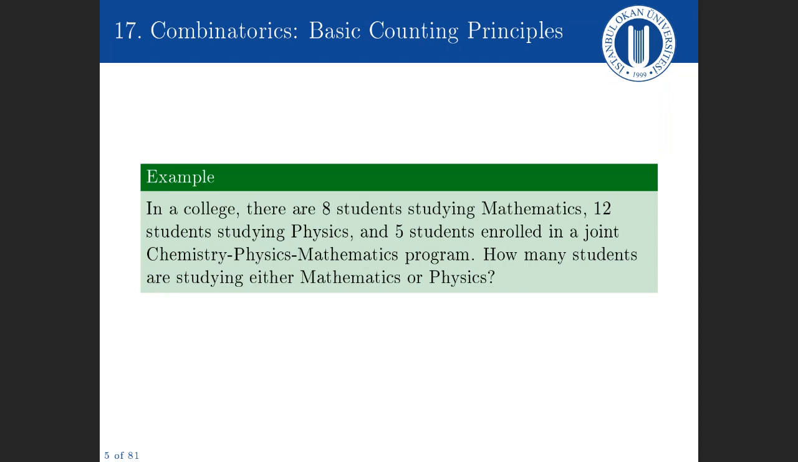In a college, there are 8 students studying mathematics, 12 students studying physics, and 5 students enrolled in a joint chemistry, physics, and mathematics program. How many students are studying either mathematics or physics in total?